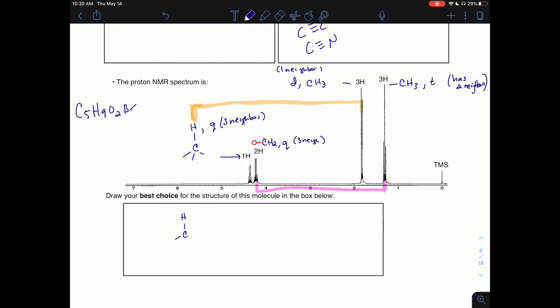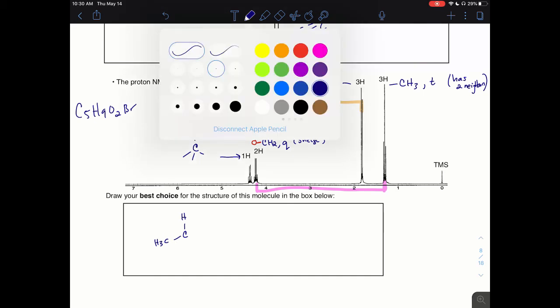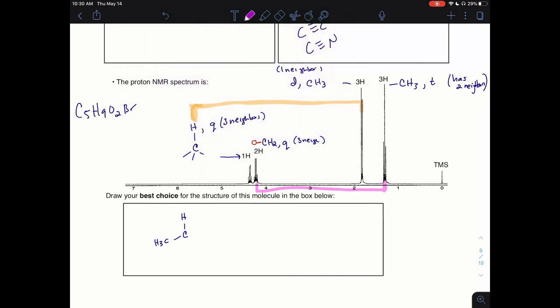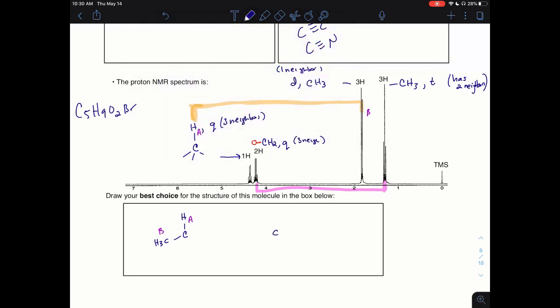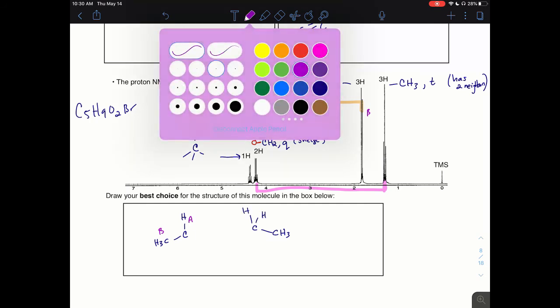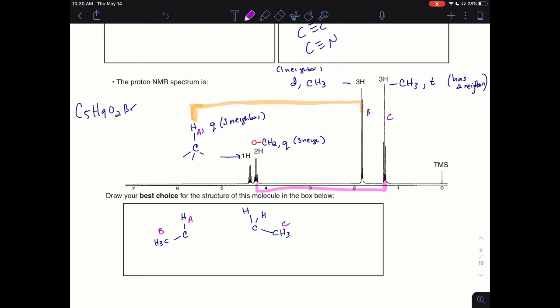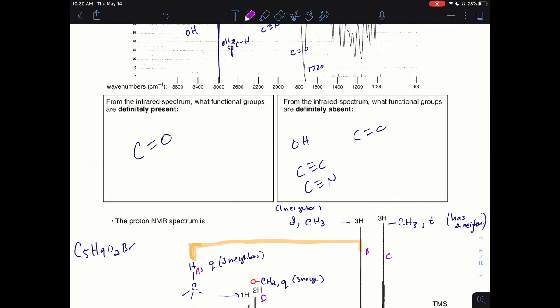So we have a CH, and that's bonded to CH3. So we'll call this one A, this one B. And then we have a CH3 bonded to a CH2. Okay, so we'll call this C, we'll call this D. Good, and what do we still have to get in here? We still have to get the oxygen in here, two oxygens, a bromine. We only have 4 carbons. Oh yeah, we're supposed to have a carbonyl, so that's got to go in there somewhere.